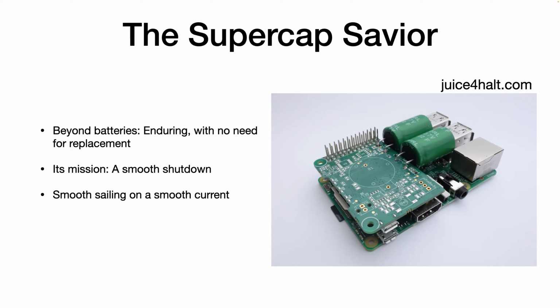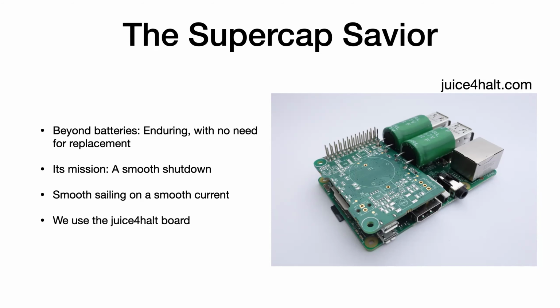Power fluctuations will freeze the OS once in a while. So if you're installing in an environment where you have, for example, fridges or motors or other items that draw a lot of current, it can affect the power that your Pi receives. So it will protect against those fluctuations as well.